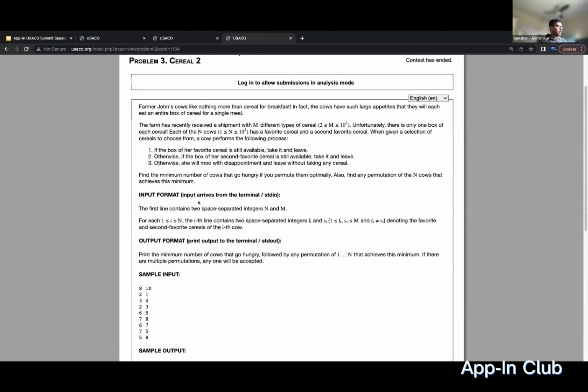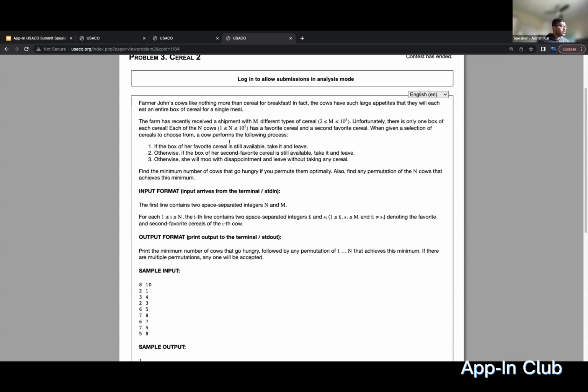So in this question, we have n cows, which have a favorite cereal and a second favorite cereal. And we also have m different types of cereal. And essentially the cows are in some permutation that we have to figure out. And they follow the following process.